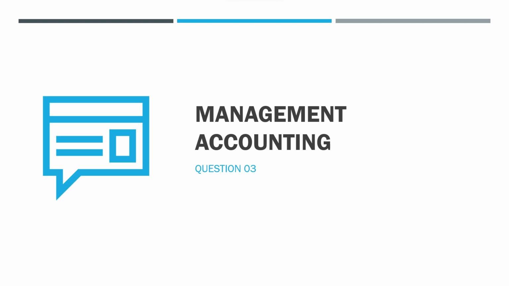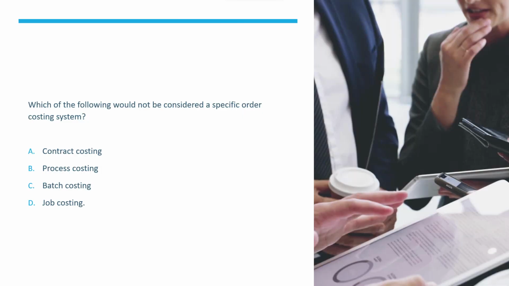Today's question is, which of the following would not be considered a specific order costing system? Option A, contract costing. Option B, process costing. Option C, batch costing. Option D, job costing.